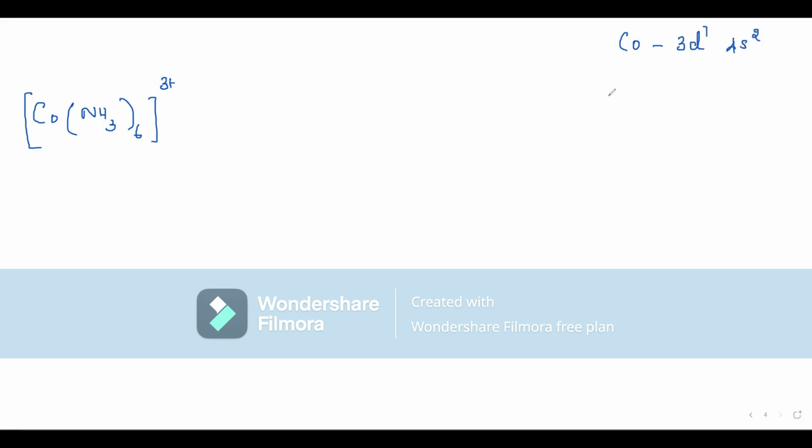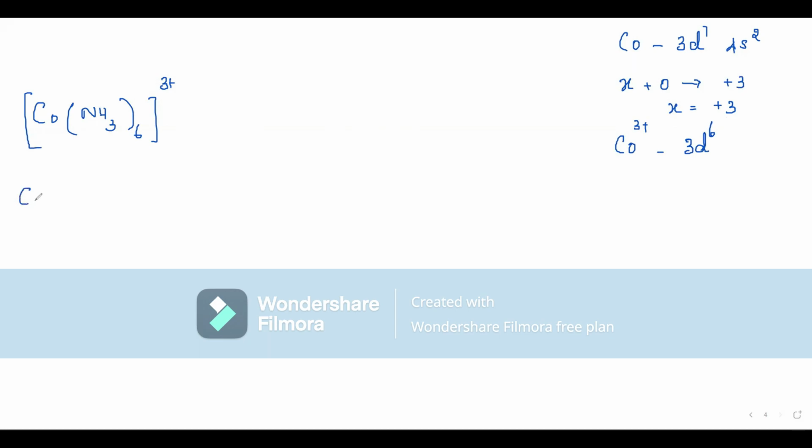Next is to find out the charge. X plus 0 is equal to plus 3, so X is also plus 3. Co3+ is 3d6, and 4 is 0.